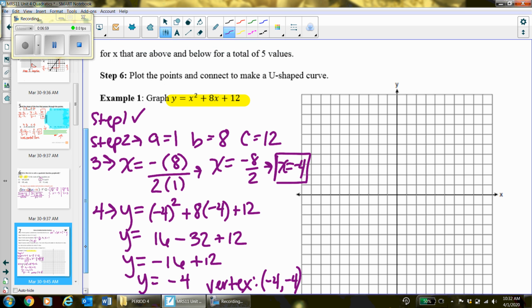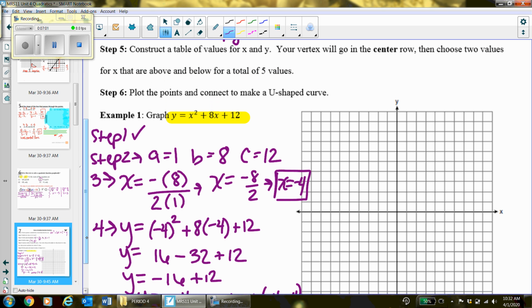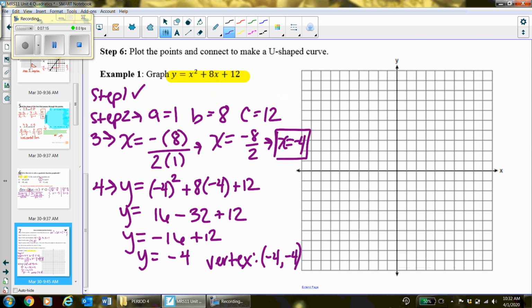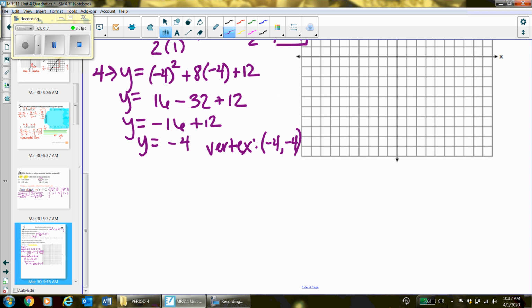All right, step 5. Construct a table of values for x and y. Your vertex will go in the center row. Then choose 2 values for x that are above and below for a total of 5 values. So if you have a calculator, which everyone should, because I provided the link that gives you a calculator on the computer, there is a free app if you're only using your phone that gives you a graphing calculator. I have it on my phone.